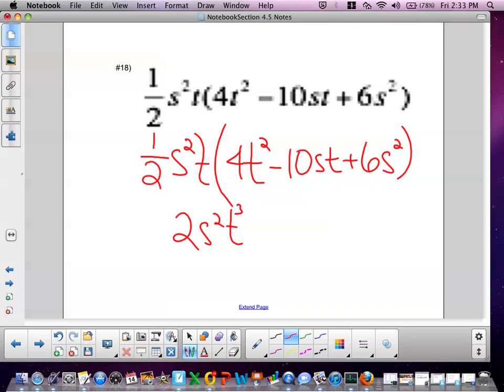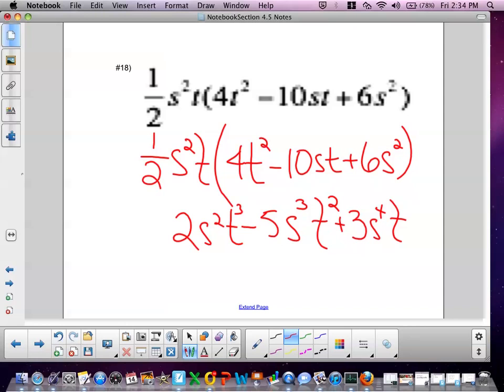Moving on to the next term, 1/2 times negative 10 is negative 5. s squared times s becomes s cubed, and t times t becomes t squared. Next up, 1/2 times positive 6 becomes 3. s squared times s squared is s to the 4th power. t, well, I don't have a t in this term, so the t out here remains as it is, t to the 1st power. Then you analyze for like terms.